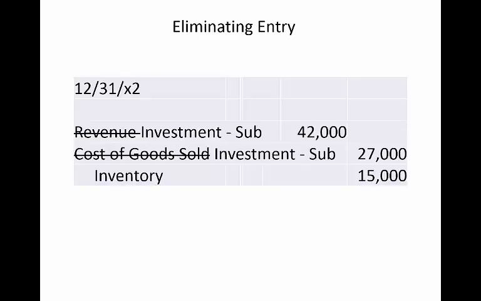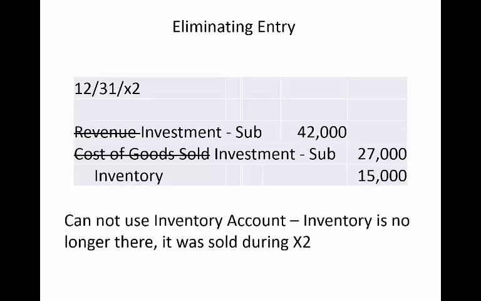Now, obviously, you can see here that we have 2 entries to investment sub, one a debit, one a credit. If you would like to combine them, feel free to do so. I would suggest for now, until you're comfortable with everything, that we list them out individually. So we've taken our X1 entry, we've modified it a little bit, and we're left with one thing that's there, and that's the inventory. Well, the deferred gross profit is gone, so we can't leave it in the inventory account. We saw a few slides earlier, we put it in cost of goods sold.